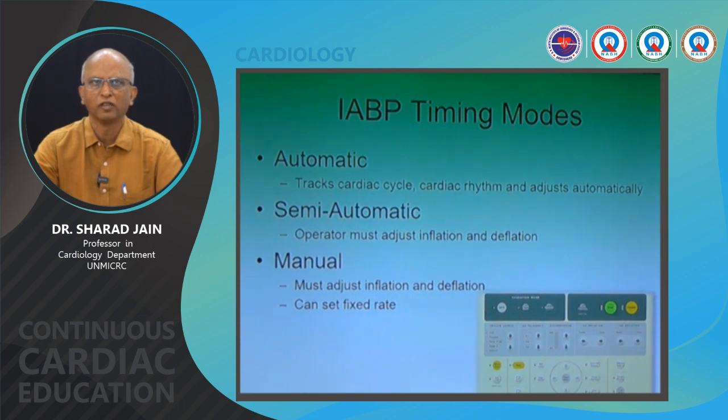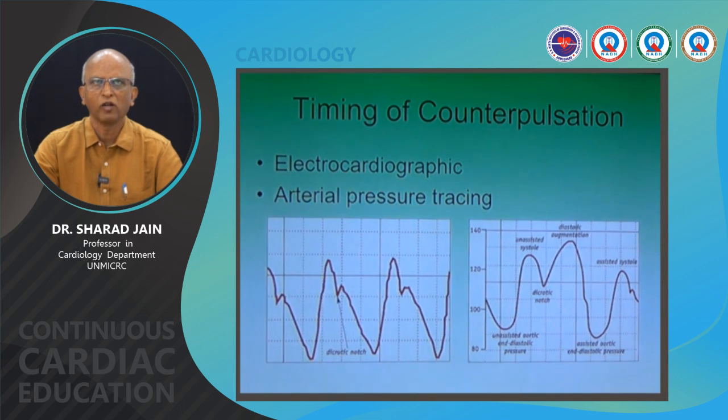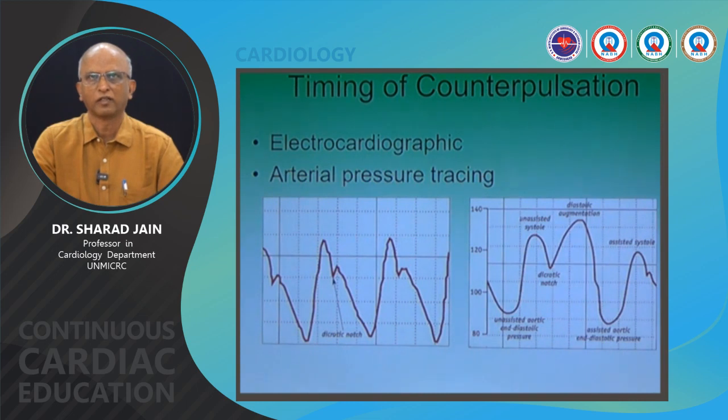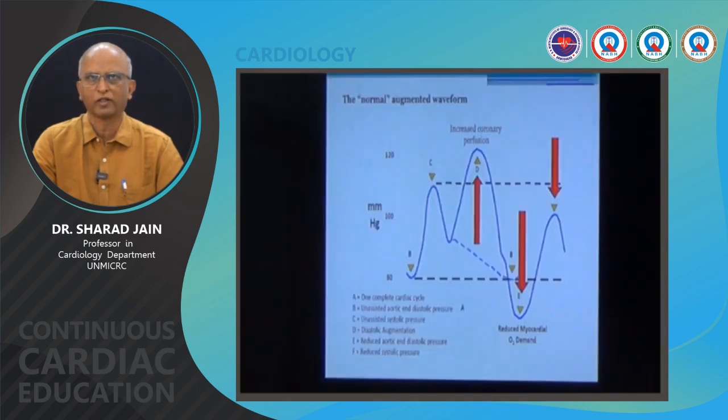as well as you can set a fixed rate. So the timing of counterpulsation can be set either based on the ECG or based on the blood pressure tracing of the patient. There is an unassisted systole, then there is a diastolic augmentation, and then assisted systole. And if you see, the assisted aortic end diastolic pressure is less than the unassisted end diastolic pressure. This is a normal augmented wave.